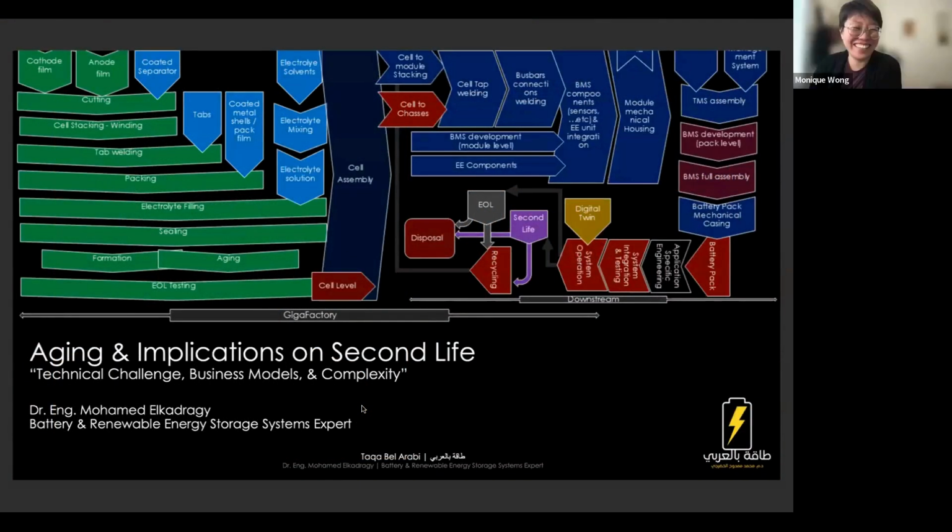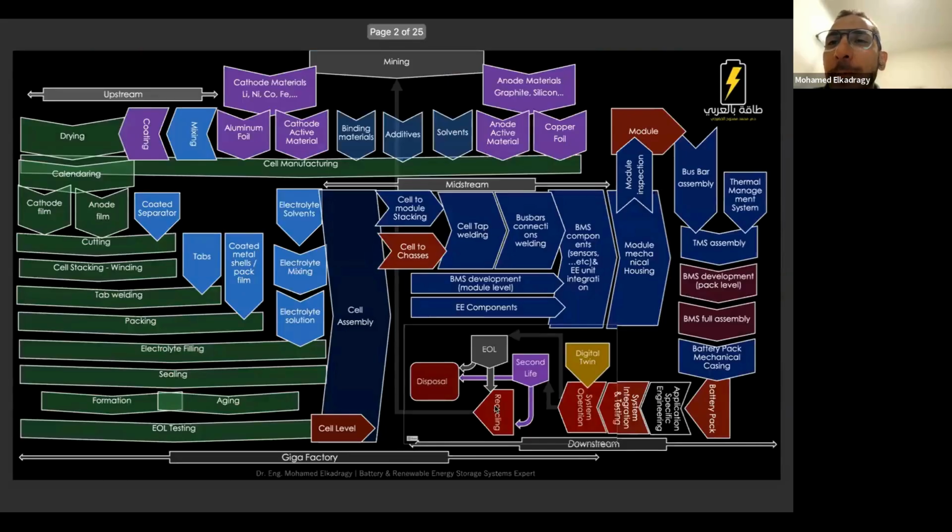Okay. So what we're going to talk about is really aging and its relation to safety and application in second life. And if you go to the next slide, I guess this will trigger our first discussion. This is the whole value chain.